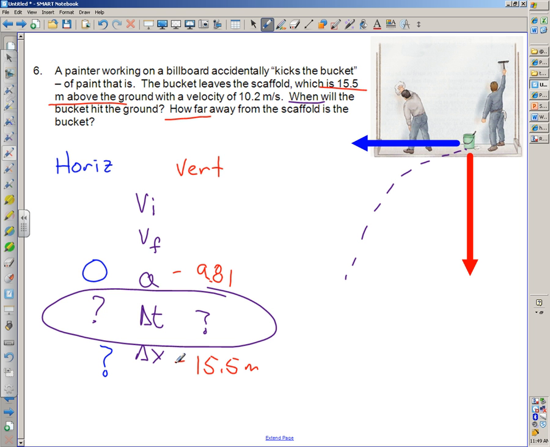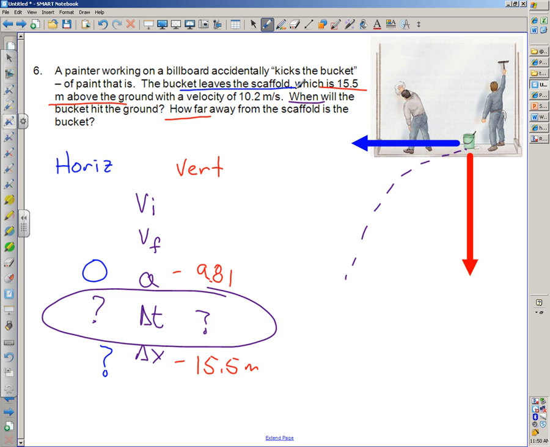It gives us an initial velocity, but there's two initial velocities, right? Which initial velocity did they give us? The horizontal. Okay? Because it says it leaves the scaffold. Leaving the scaffold is the same as this ball doing this. Right when it left the edge of the table, which way was it going? Well, in this case, it was going this way, right? It doesn't start moving downward until after gravity starts acting on it. So at the moment that it leaves the table, it's going horizontally.